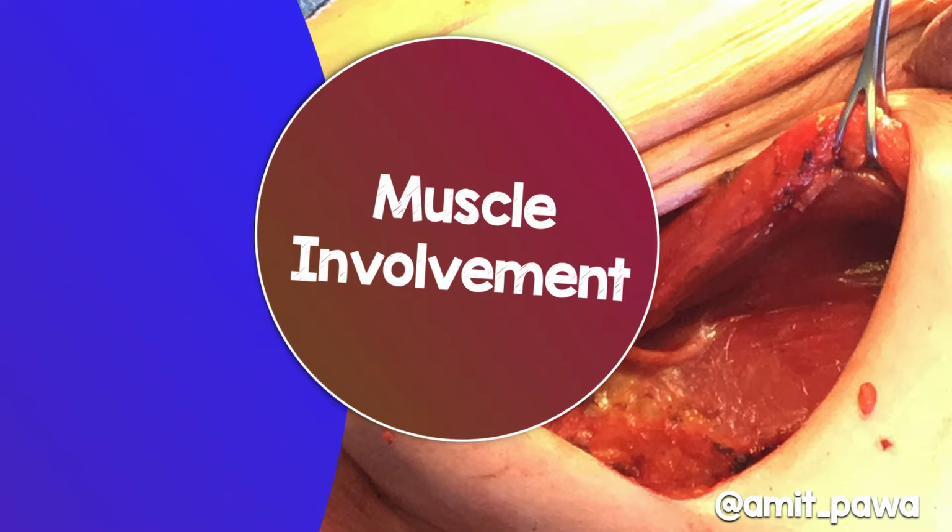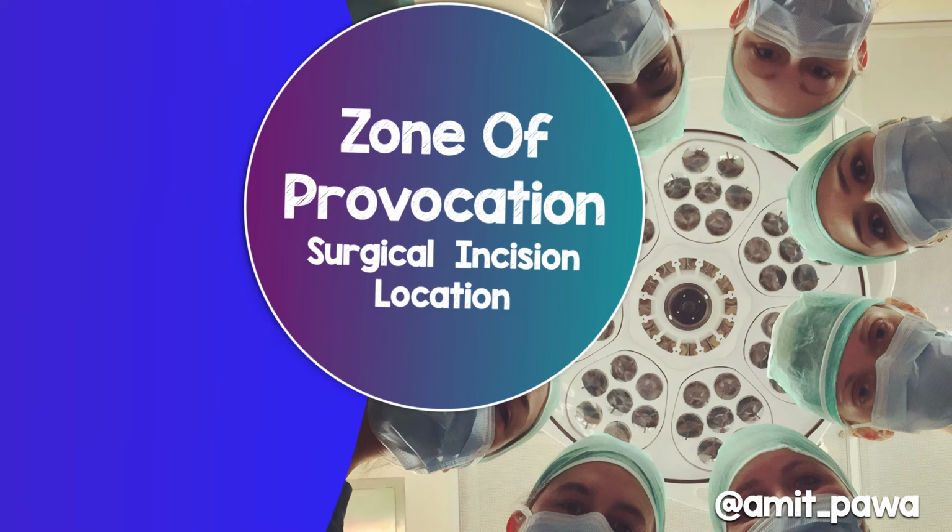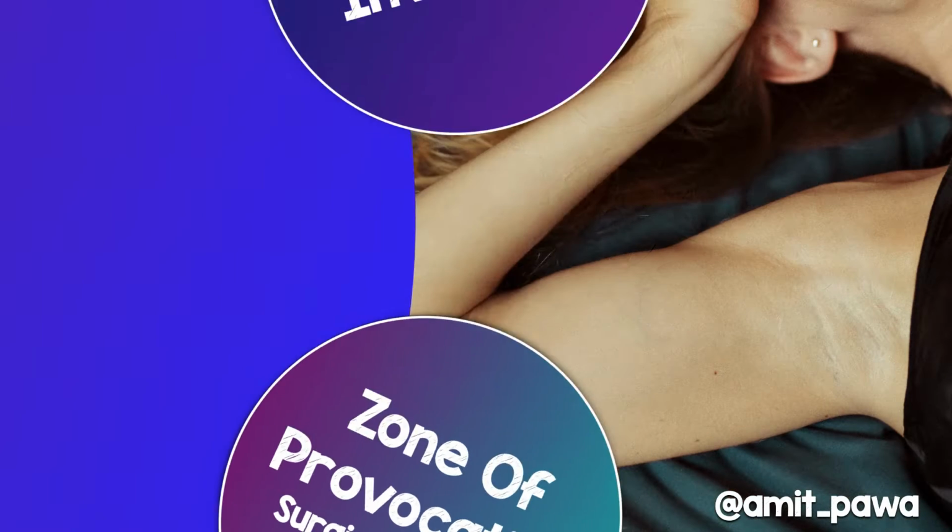If the muscle's going to be involved, it may mean that I need to make sure I cover the pectoral nerves, for example. I also want to think about the zone of provocation. I need to think about where the incision is going to be and whether the block I'm proposing will cover where that incision is going to be.